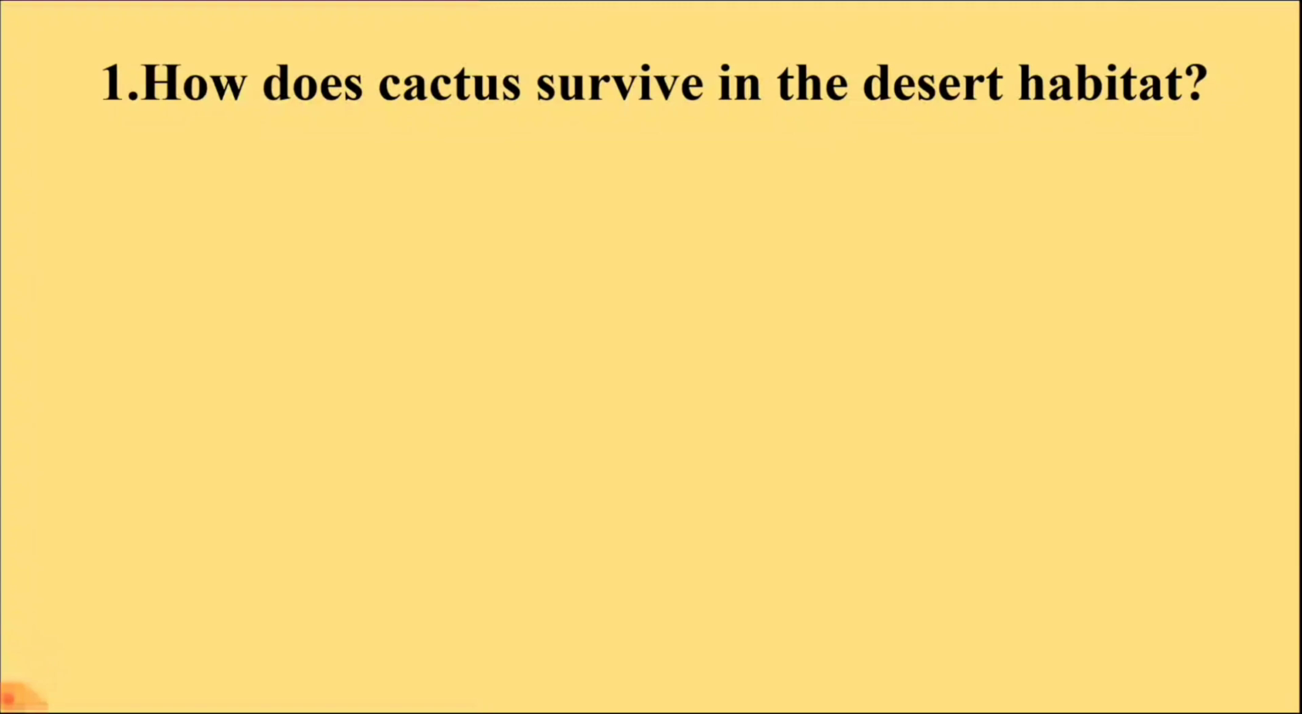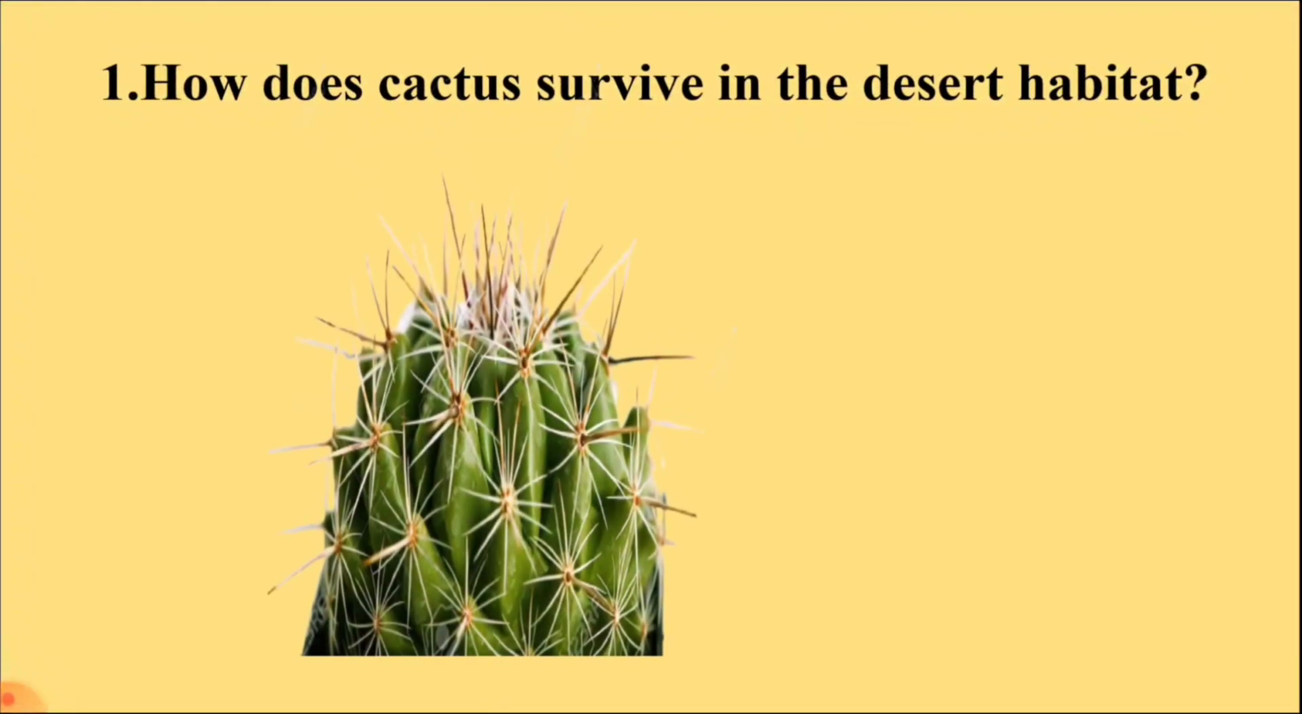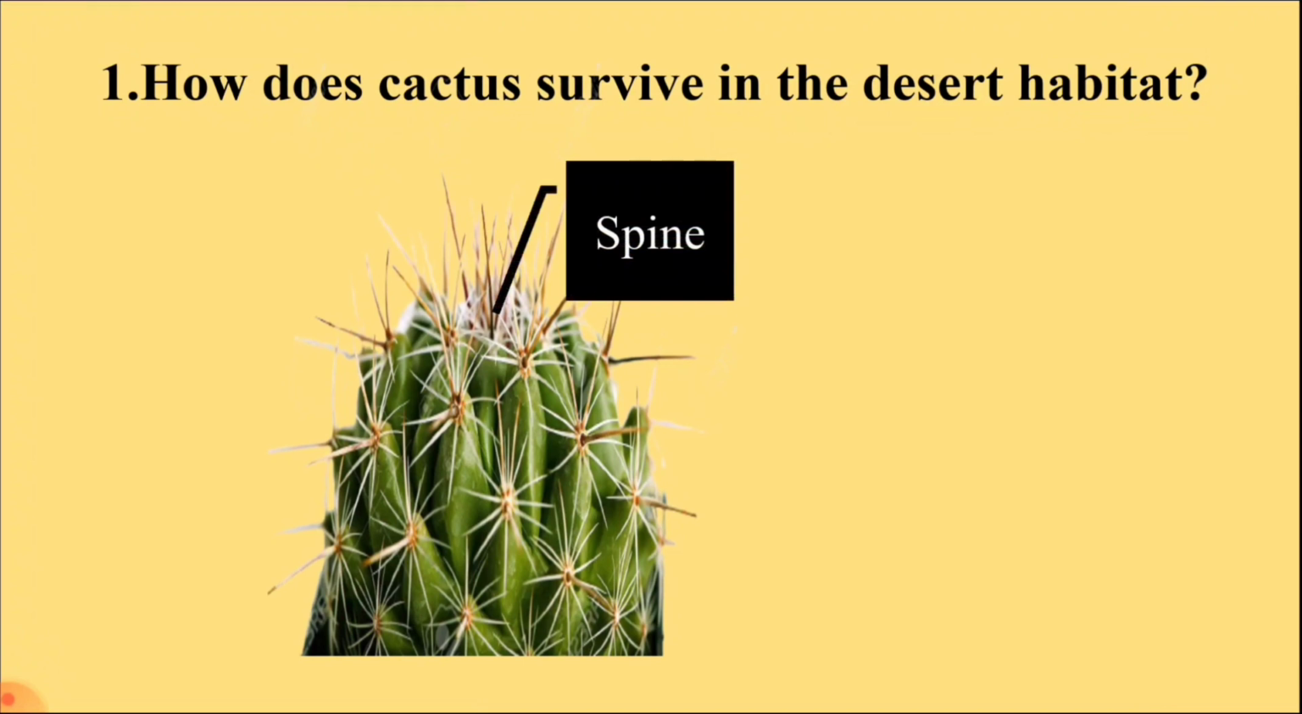You know that cactus is the plant that can survive in the desert habitat because there is very less water and very little rain. So how are they surviving? That you will have to answer. So if we see the picture of a cactus, we can see that there are a lot of spines. These spines actually protect the cactus from water loss.